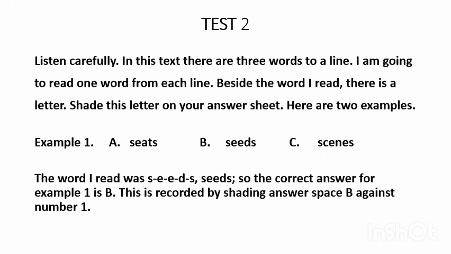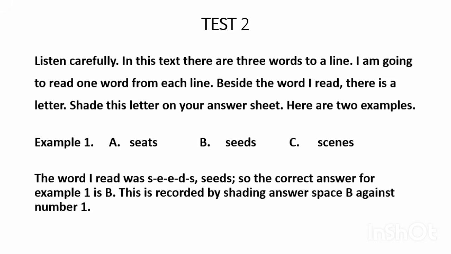Test 2. Listen carefully. In this test, there are 3 words to a line. I'm going to read 1 word from each line. Beside the word I read, there's a letter. Shade this letter on your answer sheet. Here are 2 examples. Example 1. Seeds. The word I read was seeds, seeds. So the correct answer for example 1 is B.